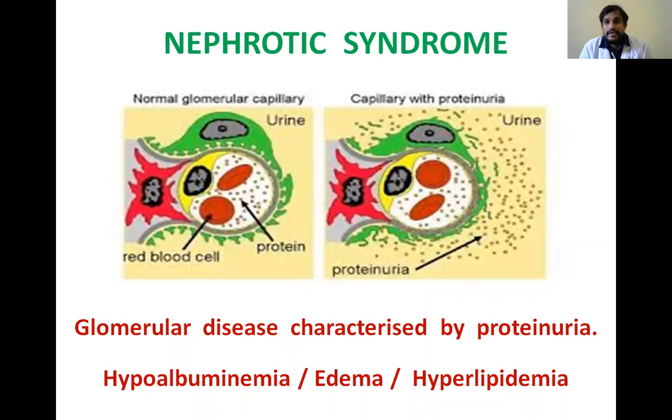So next we had seen the renal failure. So the next is the nephrotic syndrome. It is a glomerular disease characterized by proteinuria. We know the glomerulus is the filtering unit of the kidney. So when there is any defect in the glomerulus, that is in glomerular disease, the filtration will be affected. When filtration is affected, it leads to excretion of the proteins, proteinuria. Proteinuria is the important thing, and proteinuria leads to hypoalbuminemia, edema, and hyperlipidemia.